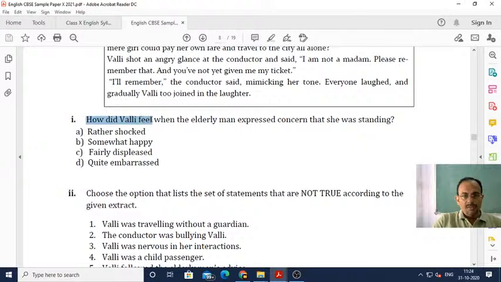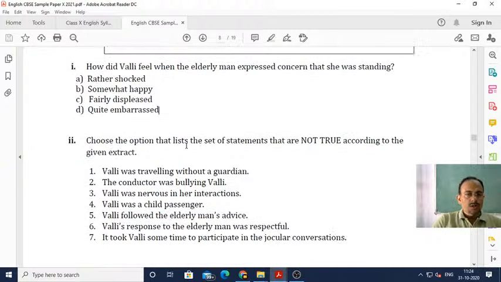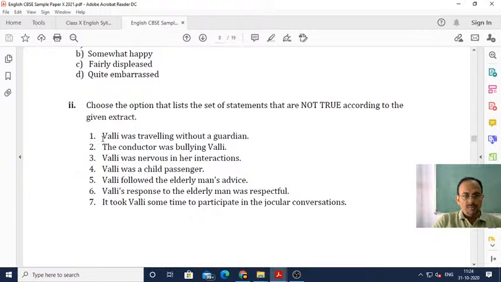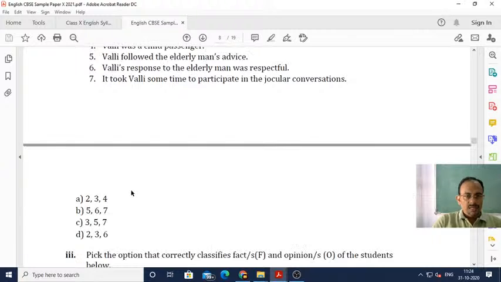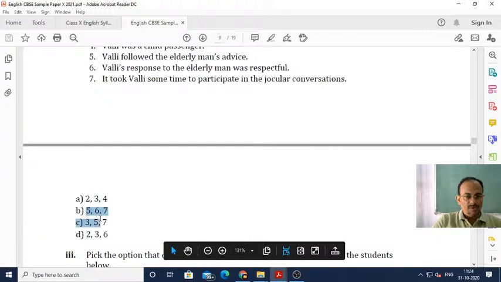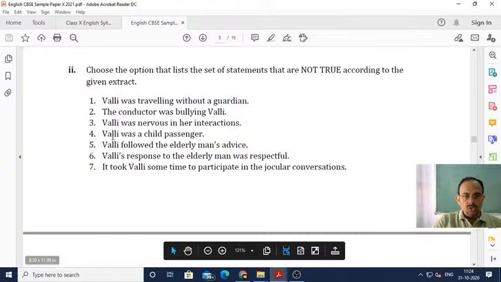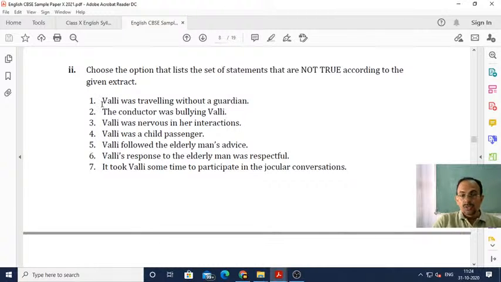How did Vali feel when the elderly man expressed concern that she was standing? Rather shocked, somewhat happy, fairly displeased, quite embarrassed. You've got to answer. Then choose the option that lists the set of statements that are not true according to the given extract. Vali was traveling, so you have to choose the option that lists the set of statements. Here are given 2 3 4, 5 6 7, 3 5 7, 2 3 6, meaning those question numbers, those sentences which you think are not correct according to the given extract, you get to select.